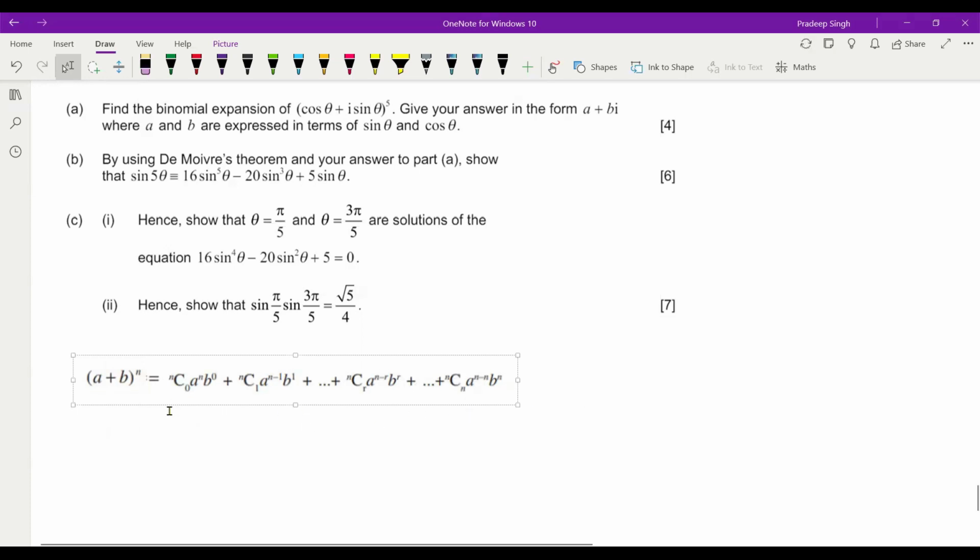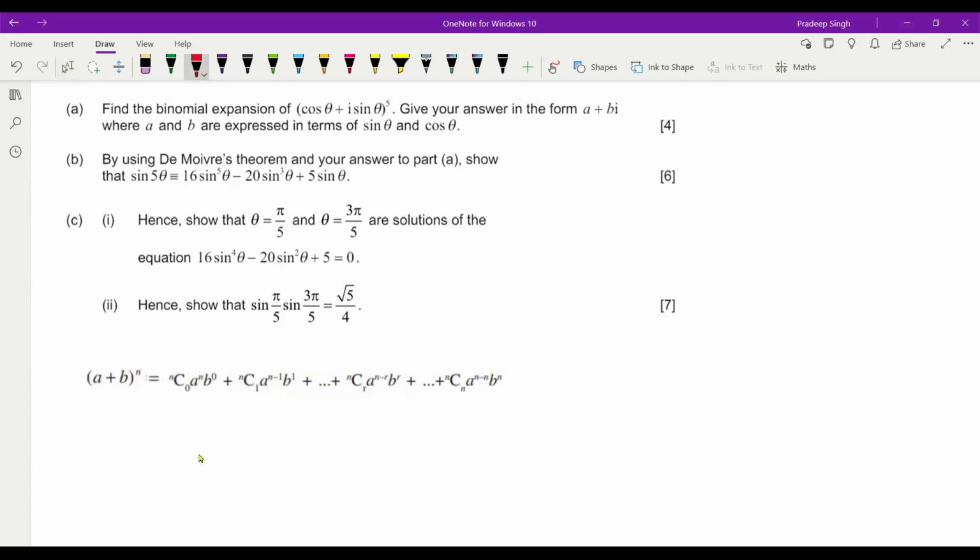So nC0 a^n b^0 will be the first term. And basically any general term will be nCr a^(n−r) b^r. This is the general term. So the value of r is equal to 0 if it's the first term. The value of r for the second term is 1, and so on.